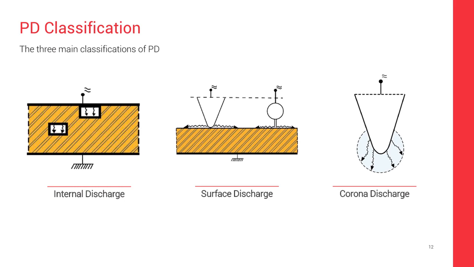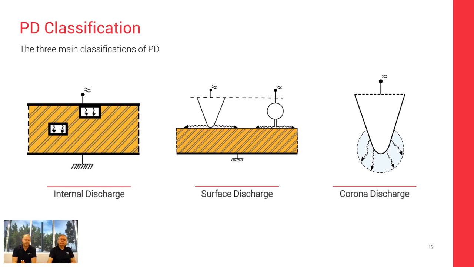The third one we have is corona discharge. Corona discharge occurs when you've got a very sharp point, like a pointy end of a lug or some sort of bolt, where there's a high electrical stress point at that area, and it effectively ionizes the gas near it, which is usually air, and causes discharge to occur. So we have three different types of discharge here, and there are different techniques that are more effective at capturing the signals given off by these three different types of discharges.